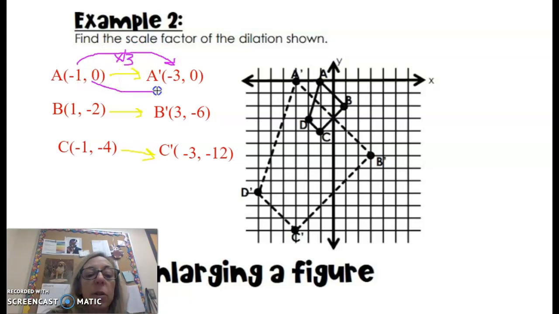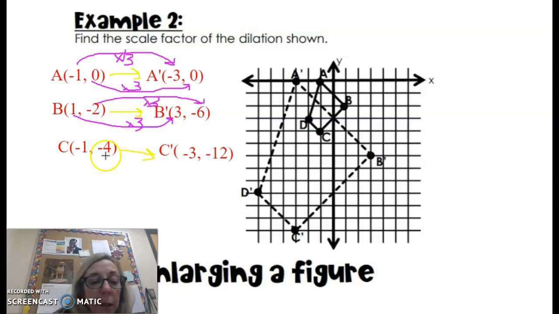Let's check and see if it works with my y coordinate. Well, my y coordinate is 0, and if I take 0 and multiply that by 3, I am getting my A prime y coordinate, which is 0 as well. Let's see if that same scale factor of 3 will work for B. If I take my original x coordinate, multiply it by my scale factor of 3, I get 3, which is B prime. Perfect. If I take my y coordinate, multiply it by the scale factor of 3, -2 times 3 is -6. Hey, it's working for B.